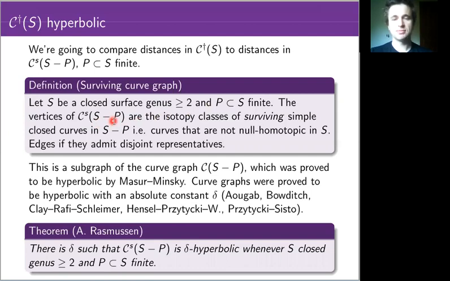And we're going to consider the subgraph of the curve graph, the ordinary curve graph. So this has vertices which are isotopy classes of simple closed curves in S minus P that are not null homotopic in S. So it's almost the same definition as the ordinary curve graph, but you're only focusing on a subset of the vertices. And you have edges when two vertices admit disjoint representatives. In other words, the underlying curves can be isotoped on S minus P to be disjoint.